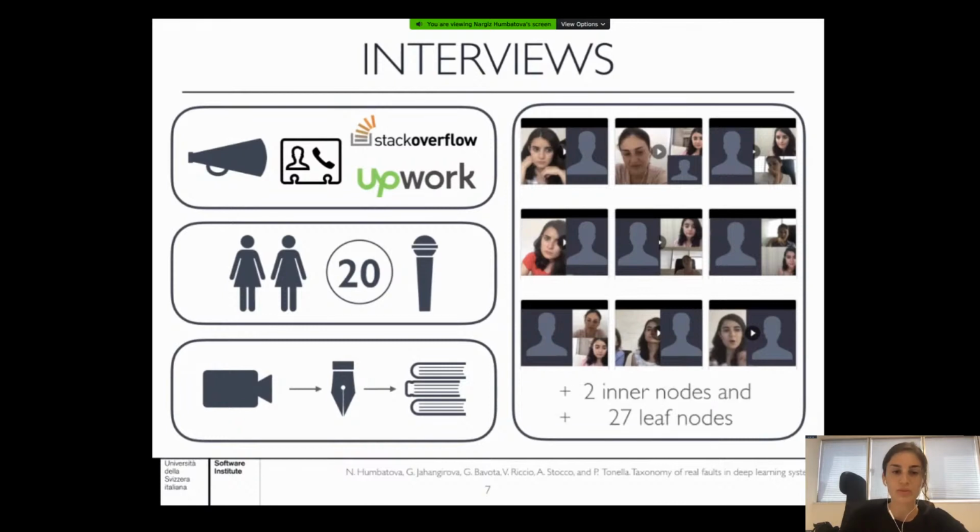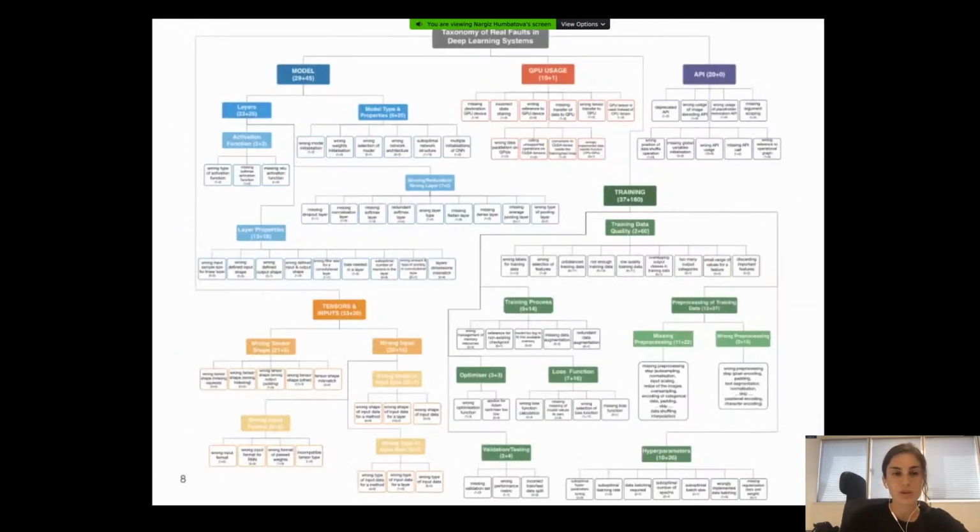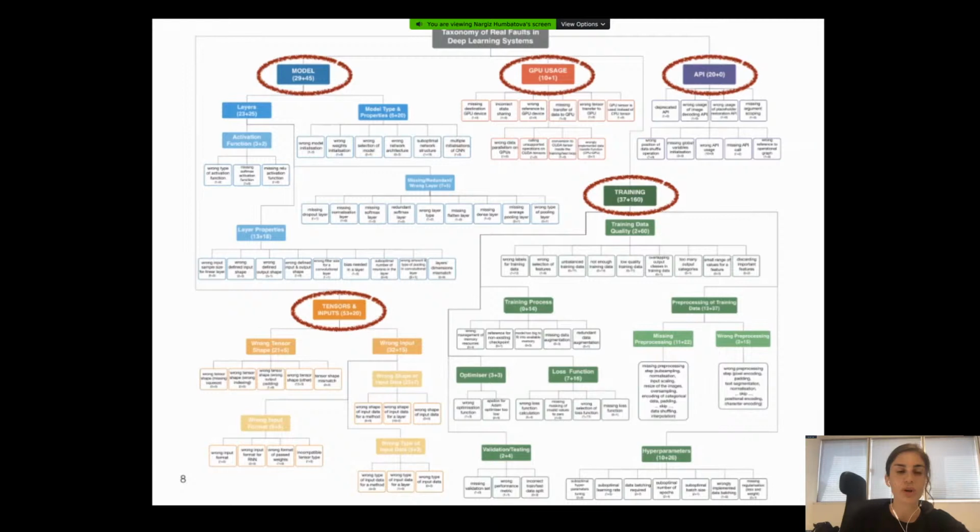As a result, we have complemented our taxonomy by the addition of 2 more inner nodes and 27 unique types of real faults. Here you can see our final taxonomy, which is organized into 5 top-level categories, with 3 of them further divided into subcategories. In the brackets, you can see 2 numbers separated by a plus sign. The first number indicates the contribution to the taxonomy from GitHub and Stack Overflow, and the second one from the interviews. Let's now focus on 2 of the categories that are the most specific to deep learning.